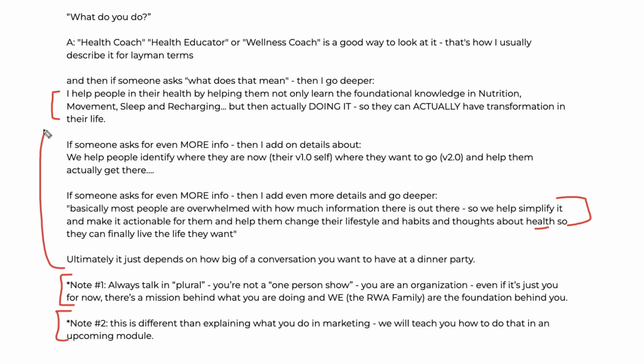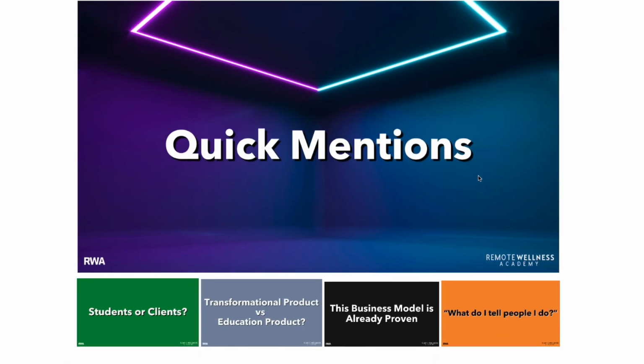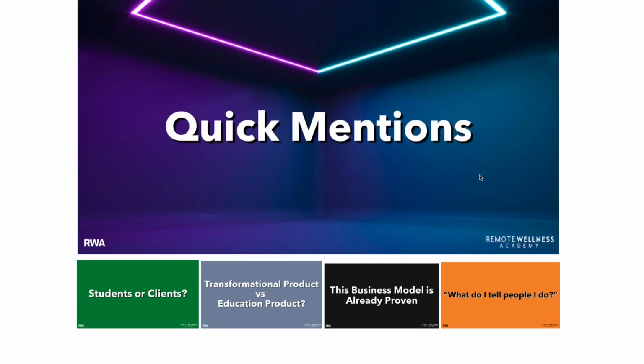Note number two is that this is different. This explanation that I went ahead and talked to you about is different than how we explain what we do in marketing, which is what you're going to learn in an upcoming module when you specifically understand what marketing is and how all of that works. But this is just kind of what you do at a dinner party or when you want to just kind of explain what you do in general. Beautiful. So those have been the 4 quick mentions that I wanted to talk about: students or clients, transformational product versus education product, this business model is already proven, and what do I tell people I do?